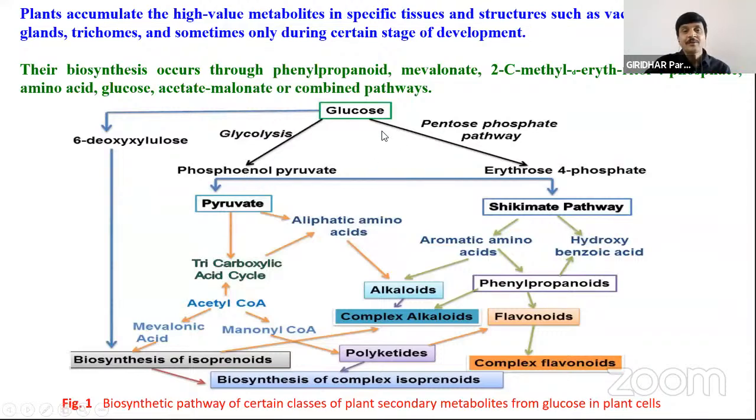So from glycolysis, the end product PEP, and here again the pentose phosphate pathway, erythrose. From these two pathways we get pyruvate, and the shikimate pathway gets activated, producing aromatic amino acids, aliphatic amino acids, and so on. Many biosynthetic secondary metabolic compounds will be produced.